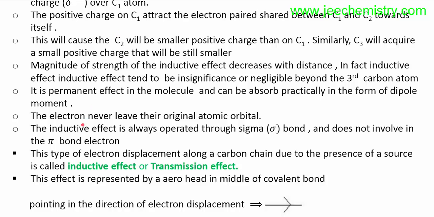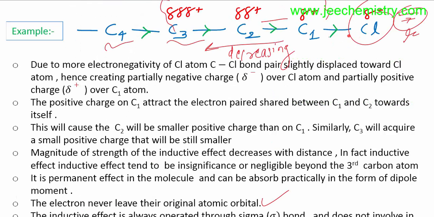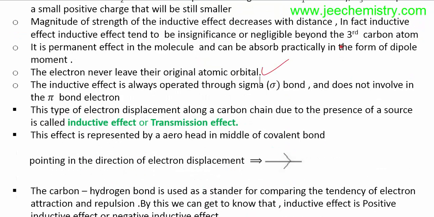Here I have also written that electrons never leave their original atomic orbital. Chlorine will attract C1 electrons, but C1 will not lose its electrons from its valence shell. The electrons remain in the valence shell, but are only shifted towards the chlorine atom. The inductive effect always operates through sigma bonds. I already told you that only sigma bond electrons are involved, not pi bond electrons.